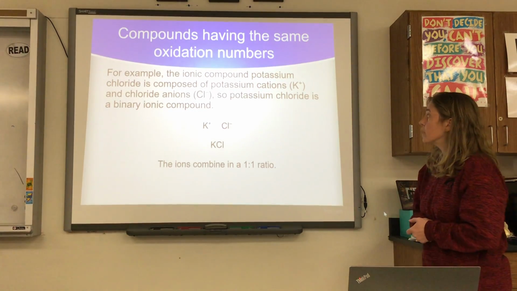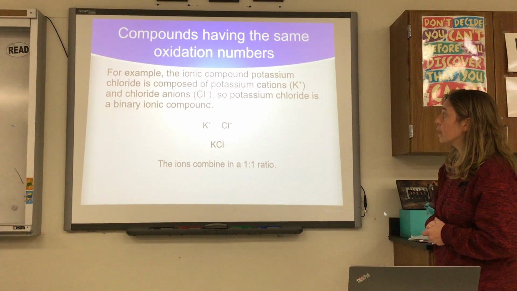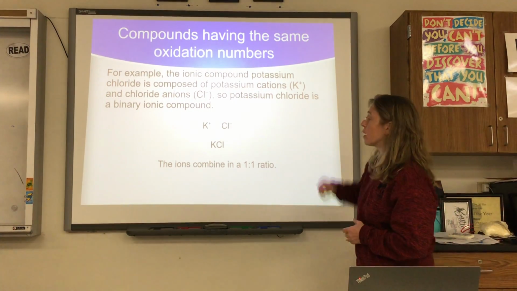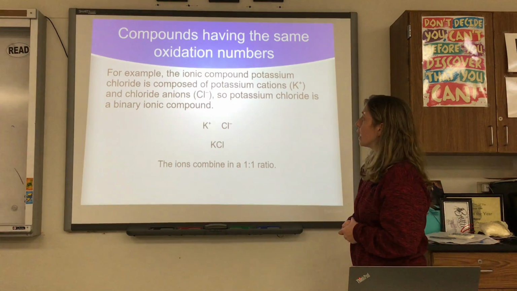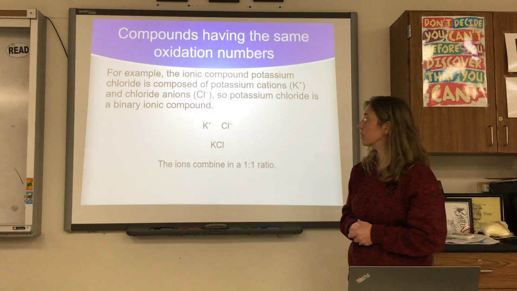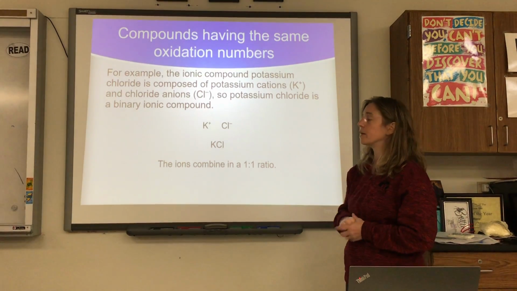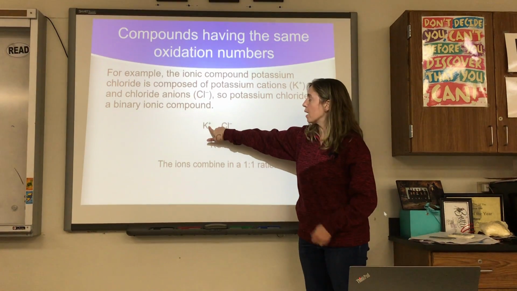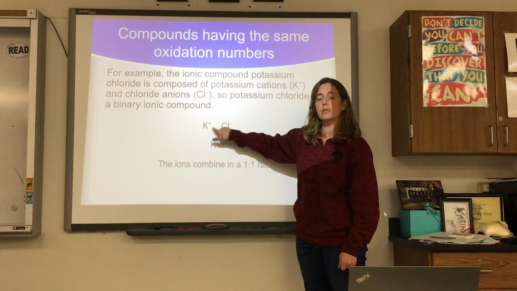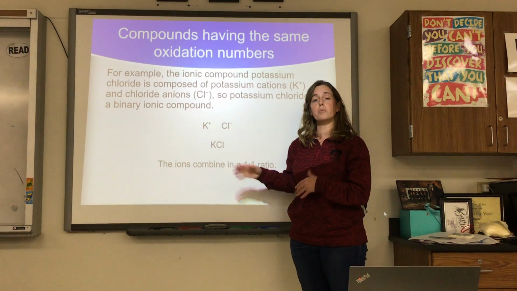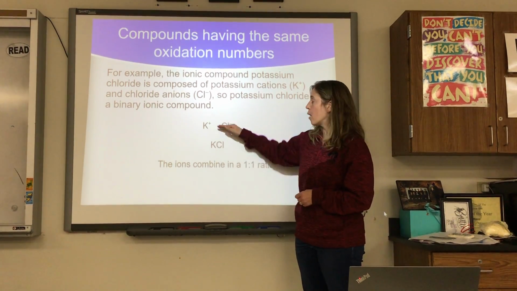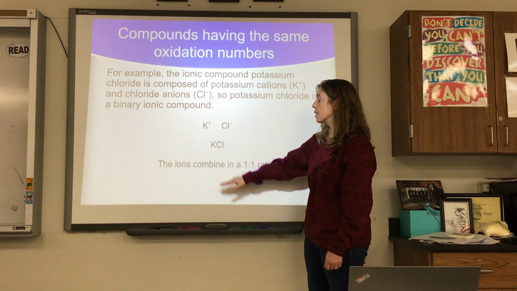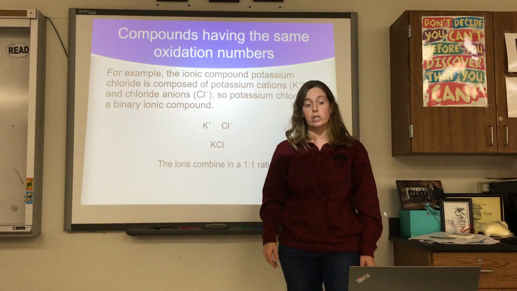For example, the ionic compound potassium chloride is composed of potassium cations. So we know that potassium is a positive 1, okay? And chloride is Cl minus 1. So potassium chloride is a binary ionic compound. You would write K positive and Cl minus. Now, as you can see, a plus 1 and a minus 1 equals 0. So now I just have to drop my charges and write it as KCl. The ions combine in a 1-to-1 ratio, okay?